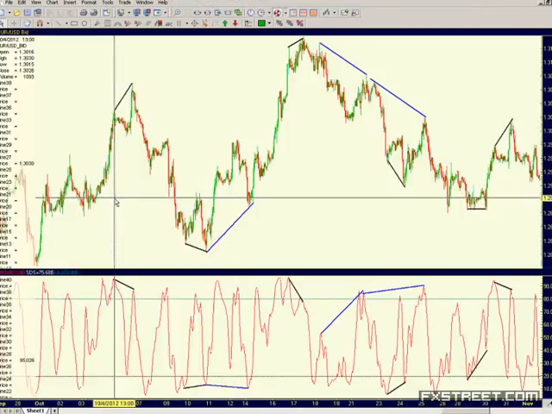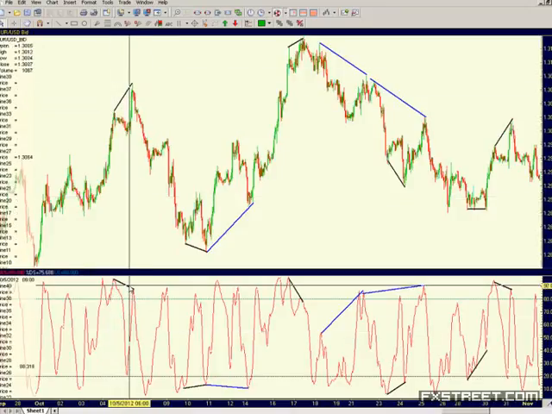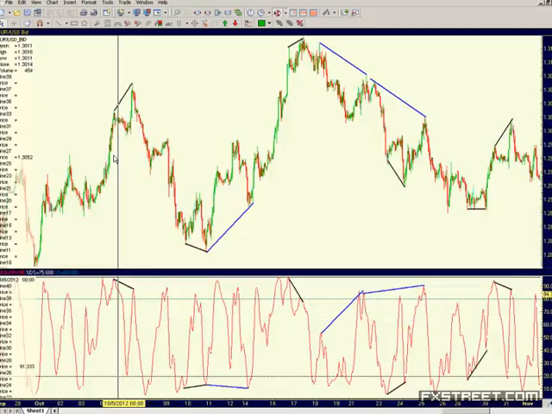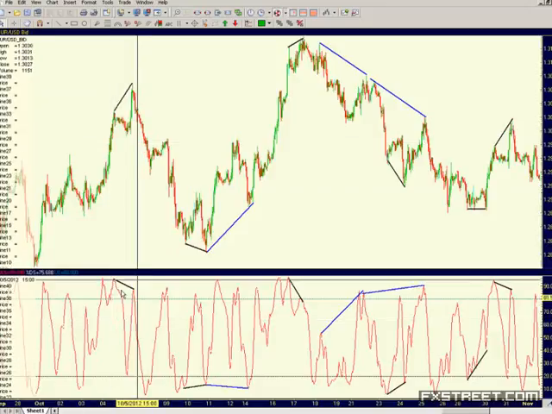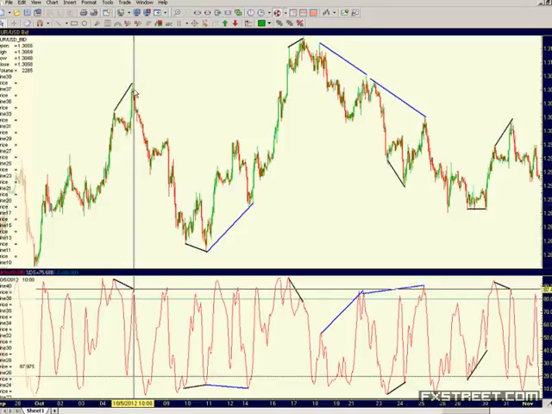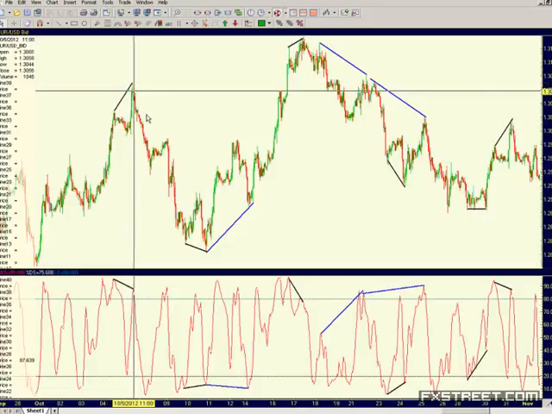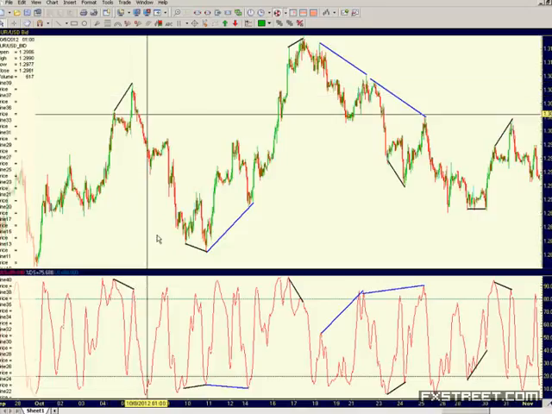Okay, so let's talk about this euro-dollar right here. We have a higher high in price, lower high on the oscillator, loss of upside momentum, which is shown to you by the stochastics, and from there we have a pretty good move to the downside. So loss of upside momentum there.